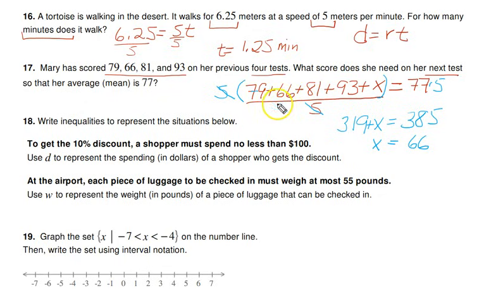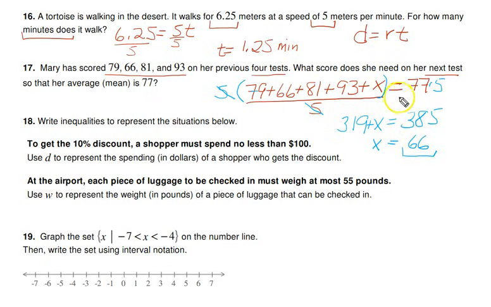Now, again, these cancel out. I added this up and I got 319 plus x. And then by multiplying 77 by 5, this gives me an average of 77 once I divide 385 by 5. But the total of 5 tests at each 77 gives us this. So now I subtract the 319 from 385 and I get 66. So that should be rather easy to do.